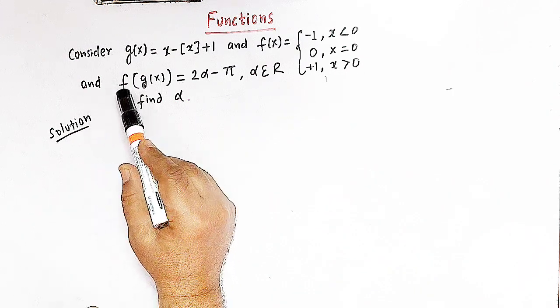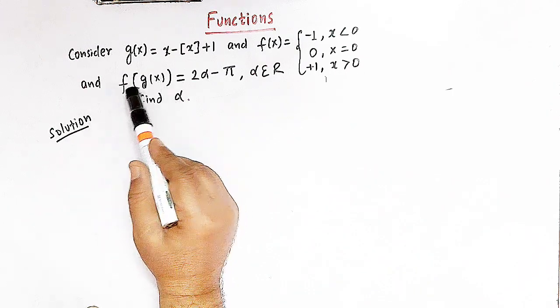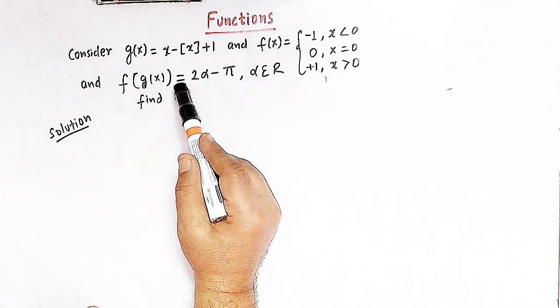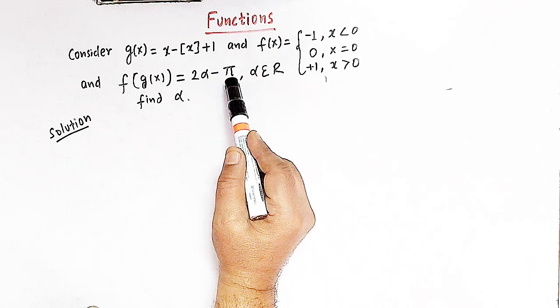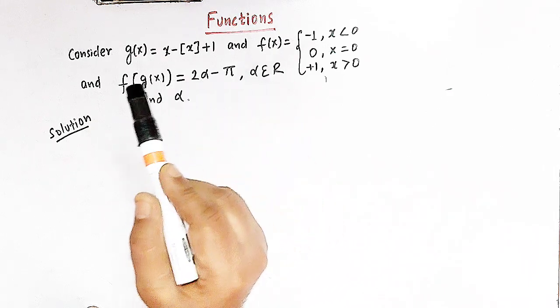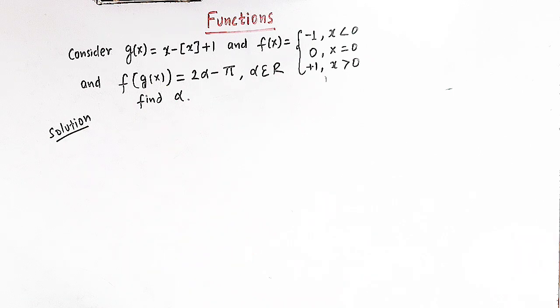And here we are given the composition of f and g, that is f of g of x is equal to 2 alpha minus pi, where alpha belongs to the set of real numbers, and we have to find the value of alpha. So let us see how we can find out the value of alpha using the concept of fractional part function. So let us start.